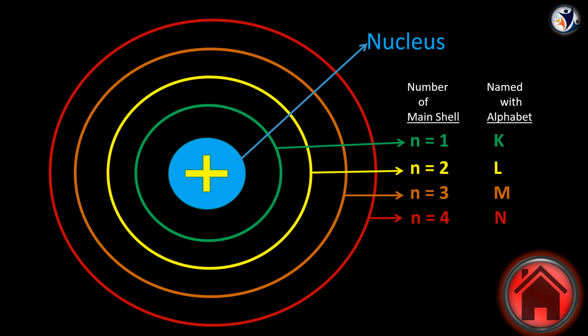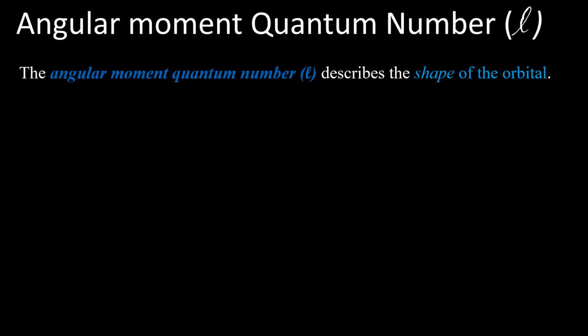Now coming to the next quantum number, the angular momentum quantum number. The angular momentum quantum number l describes the shape of the orbital. Before that, n decided the size of the orbit, which is the main shell. And l can be referred to as the subshell, children.